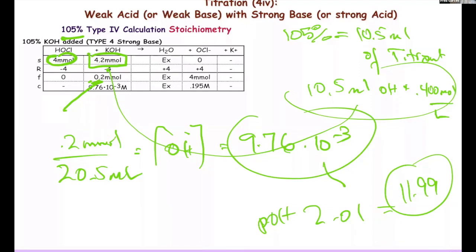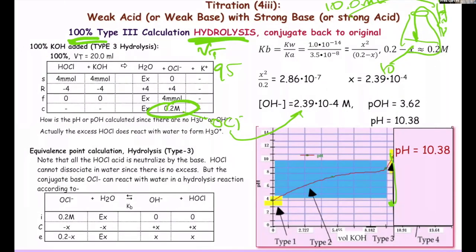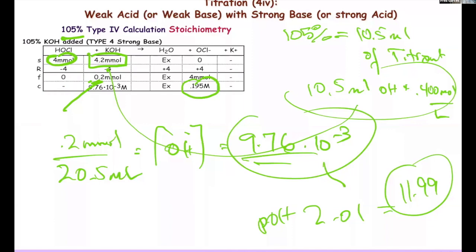Now you might say, doesn't this conjugate right here give you hydroxide? And won't that hydroxide add to this hydroxide that was in excess? Go back to the previous problem. This is 0.2. That's how much conjugate was formed. And remember, the 0.2 only gave us 2.39 times 10 to the minus 4 hydroxide. Look at this problem. It's 0.195. Why is that number lower, even though you're further past the equivalence point? Because that 0.2 is divided by a greater volume. The new volume is now 20.5. At the equivalence point, the volume was 20.